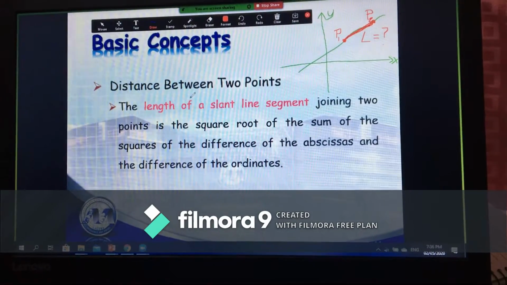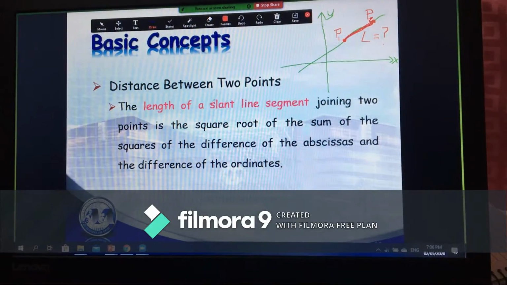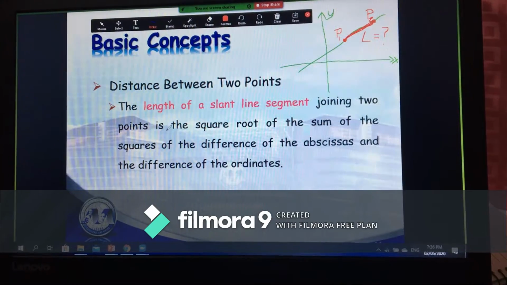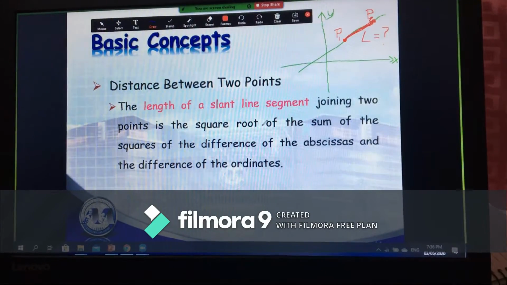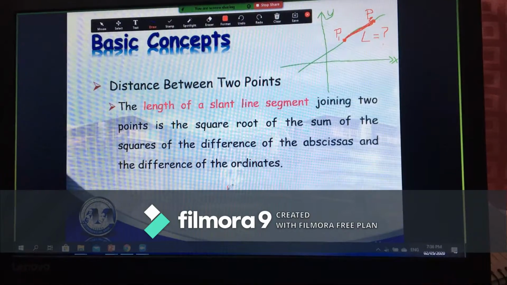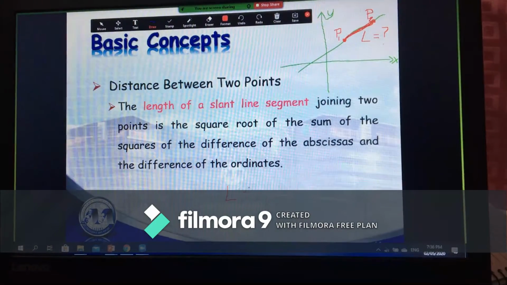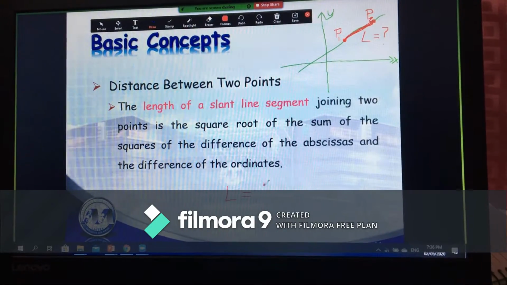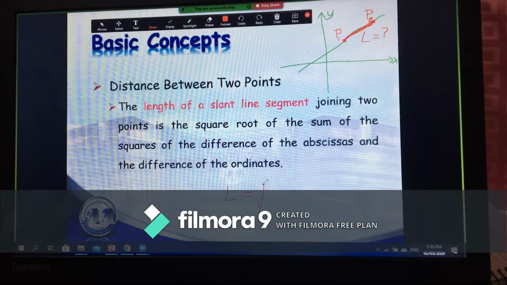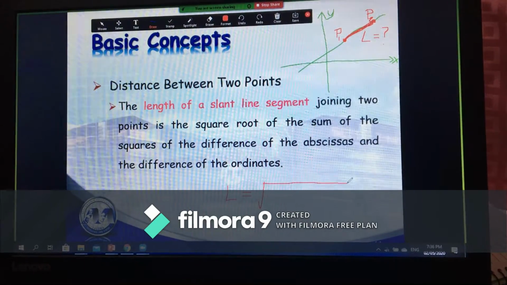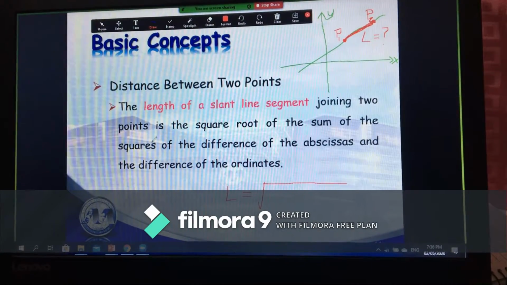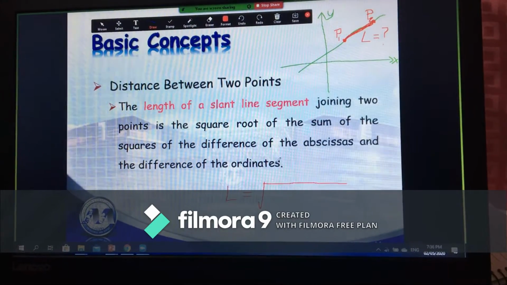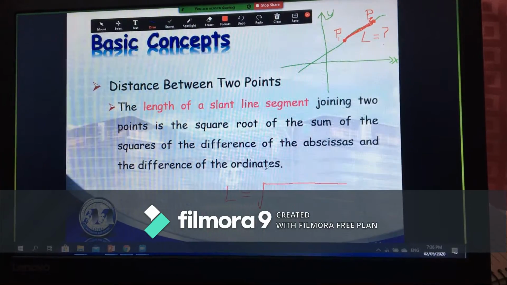It says that the length of slant line segment joining 2 points, so ang points natin P1 and P2, is the square root. So this is the length, no? We call it L, which is length. Is means equals the square root, no? So you write the square root here of the sum of the squares of the difference of the abscissas and the difference of the ordinates. So ano ibig sabihin yan, class?